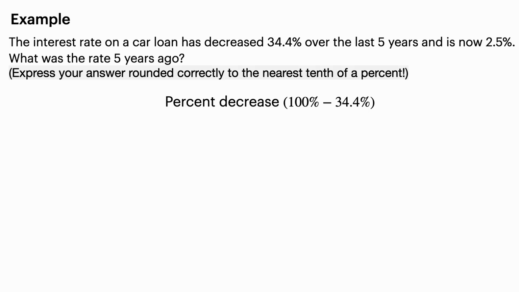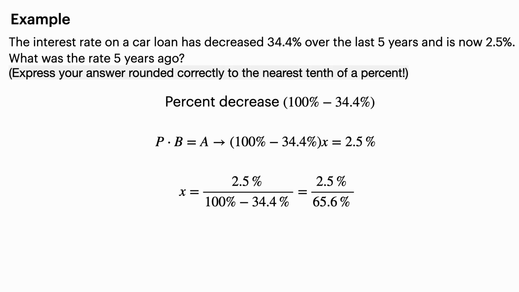Okay, so percent decrease, 100% minus the 34.4%. Plug it in our formula. We have that percent decrease times the original value equals 2.5. We find it's 2.5% divided by 65.6%, and we find that that is 3.81%. So that's what this example is saying, that the interest rate was 5 years ago. Now it's 2.5. Okay. Let's look at another example.